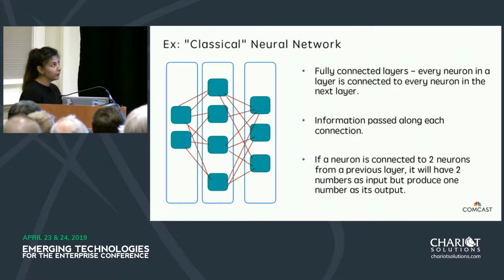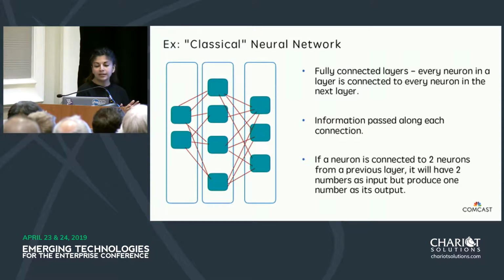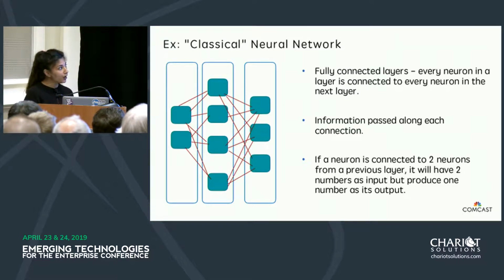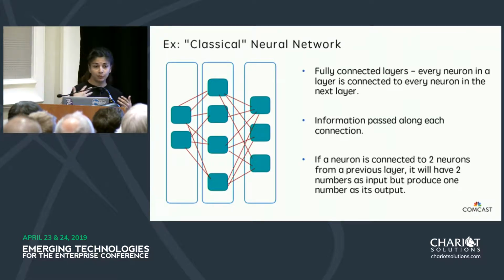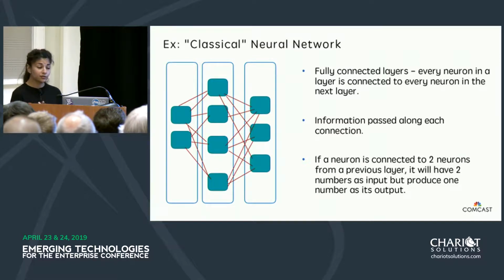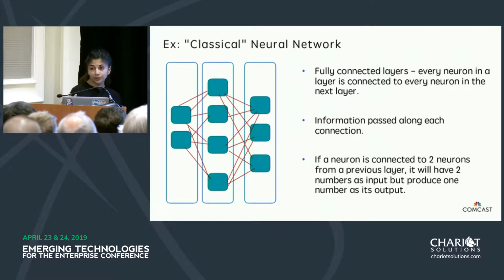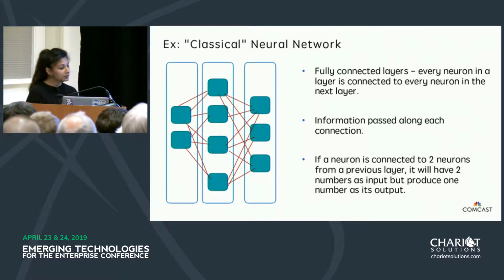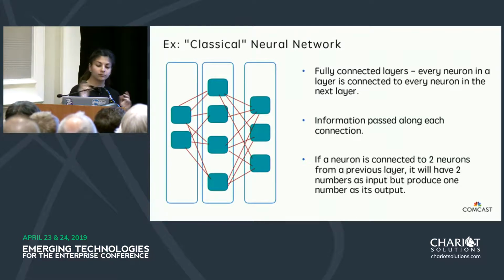All right, so let's talk a little bit about a classical neural network. There are definitely many forms of neural networks, and I'm talking about the most basic form. A classical neural network is fully connected layers, so every neuron in a layer is connected to every neuron in the next layer, similar to how we showed nerve cells connected to other nerve cells in another layer in your brain. The whole point is information is passed along each connection. If a neuron is connected to two neurons from a previous layer, it will have two numbers as input, and then it'll produce one number as output. That's the key to neurons: there's always one number produced as an output and then passed on to the next layer.